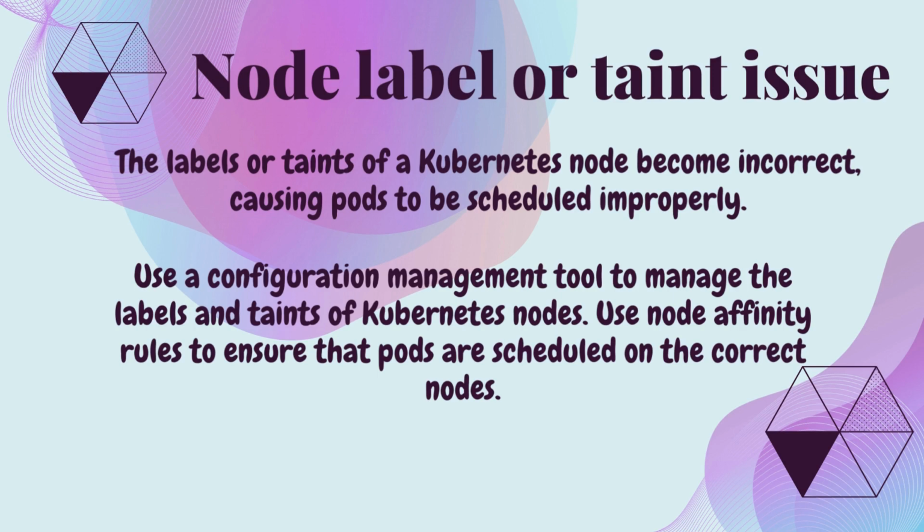The Kubernetes node labels or taints may become incorrect, which causes pods to be scheduled improperly. If a label has been removed or someone has deleted something on the labels, it will be a problem: pods won't be scheduled on the right nodes. How can you manage this? Use config management tools to manage the labels and taints of the Kubernetes nodes. Use node affinity rules to ensure that pods are scheduled on the correct nodes. In Kubernetes advanced scheduling, you can define required or mandatory scheduling rules.